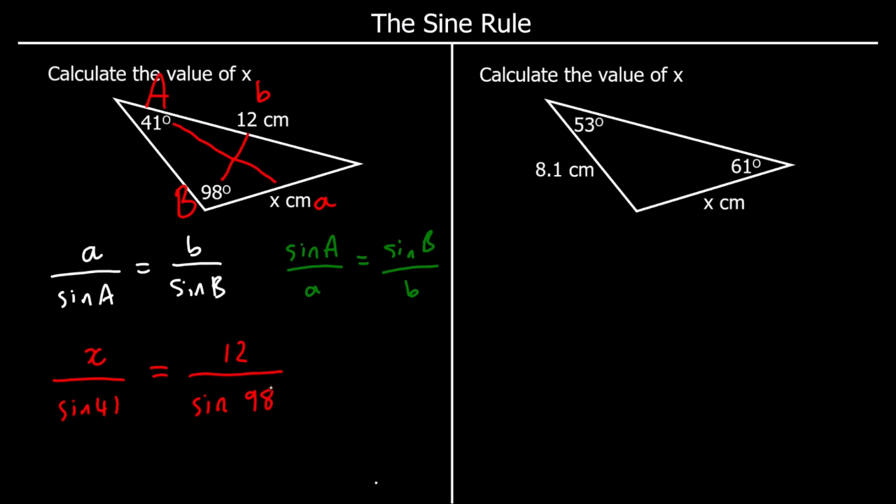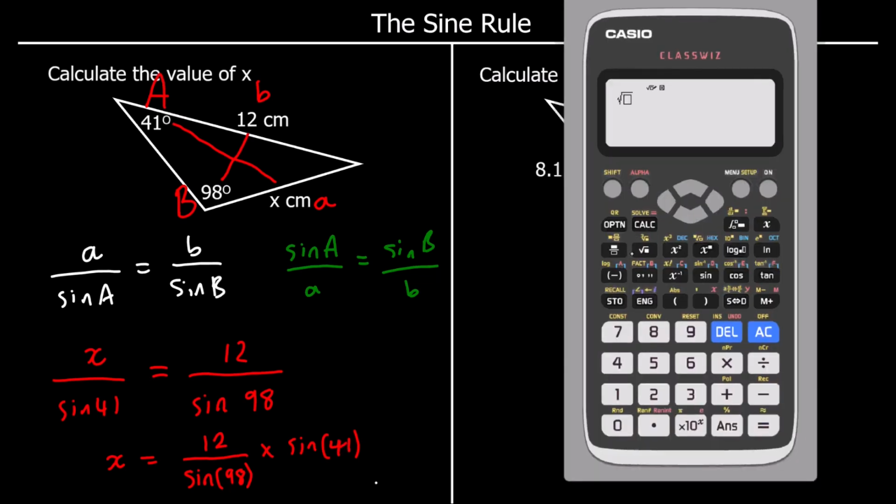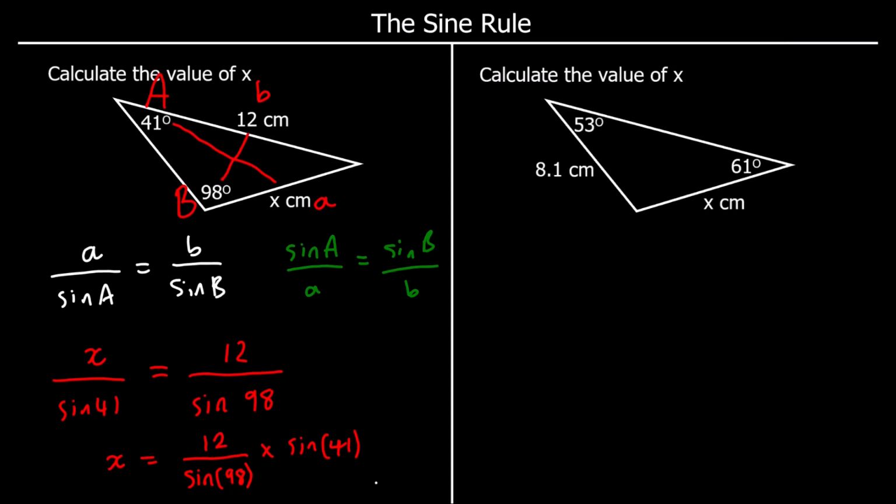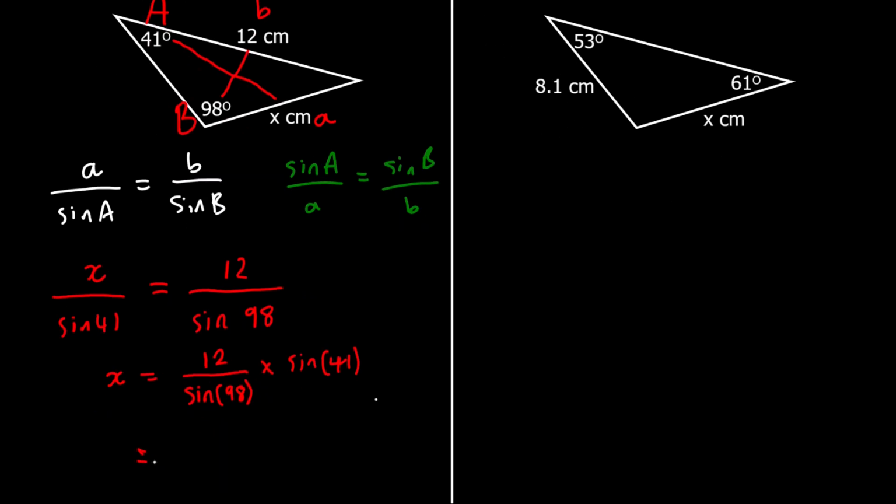We want x by itself, so we'll multiply both sides by sine 41. So we have 12 over sine 98 times sine 41. And we can just type that into the calculator. 12 over sine 98 times sine 41. And that gives us our answer, 7.95. So x is 7.95 centimeters.